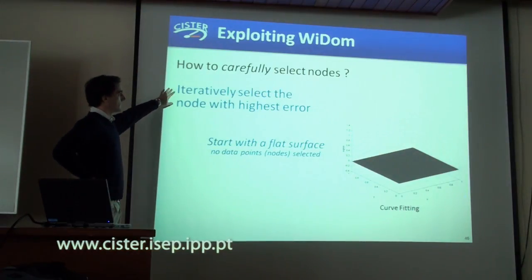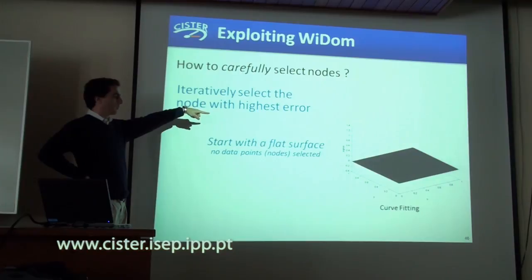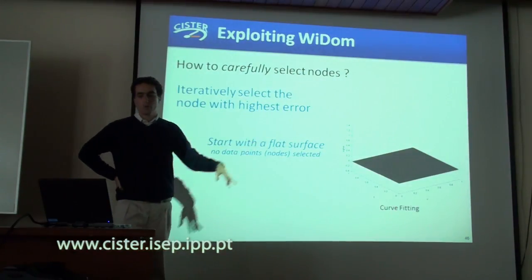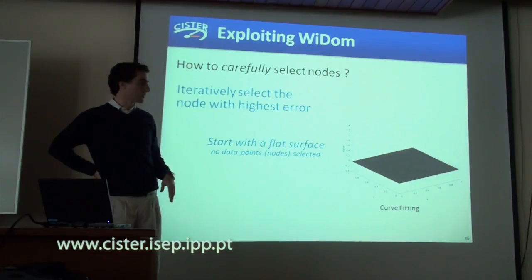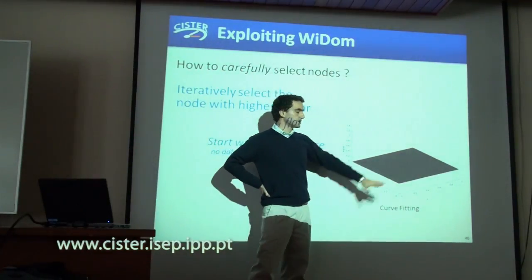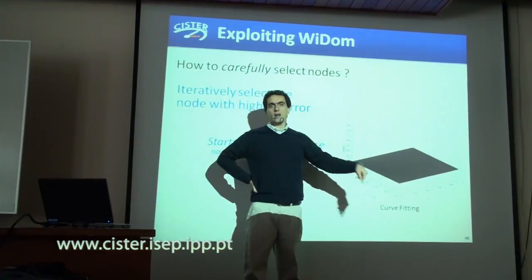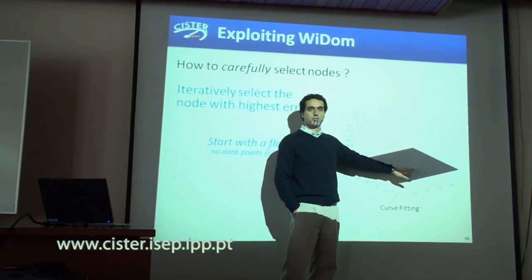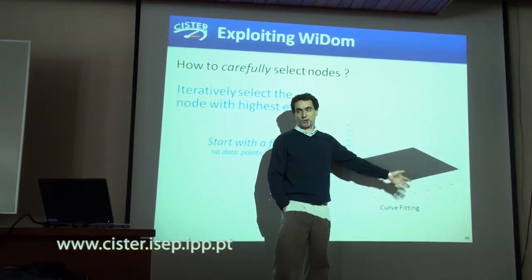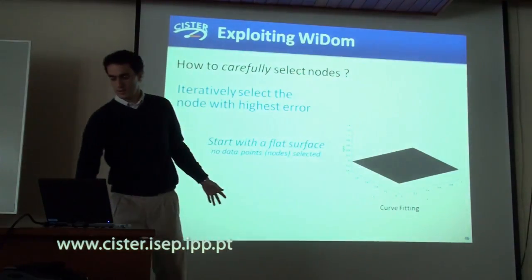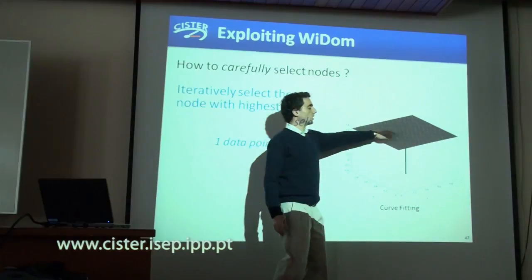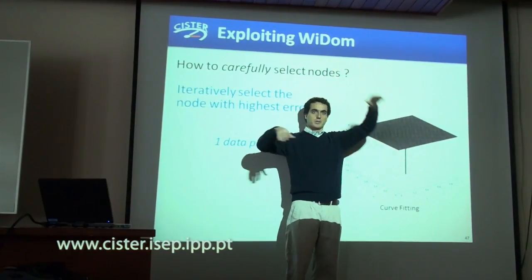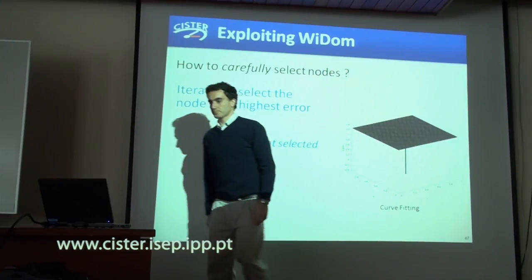Just iteratively select the node with the highest error, and we start with a flat surface. So I'm going to just iterate and show you how those points are selected. So we start with a flat surface, and we pick the node that has the highest error to this flat surface. So what is the node with the highest error to this flat surface? It's the node that has the sensor reading on the top of our signal. You see our signal had that shape, so it's the node on the top.